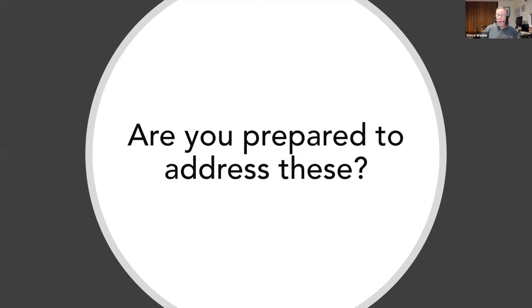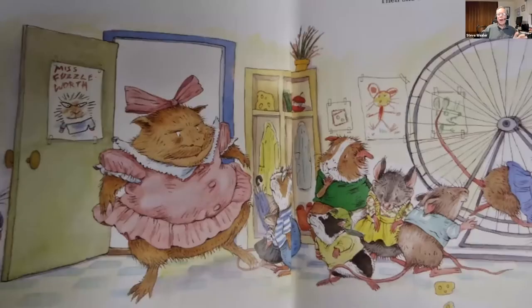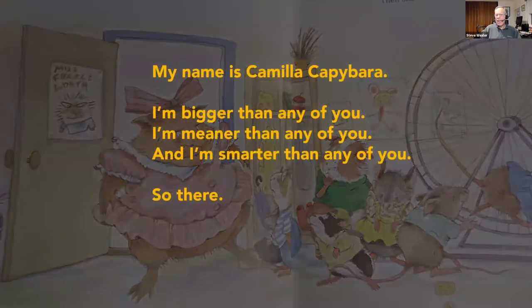And you may be great and badass and have degrees in this stuff. Realize you don't want to come in like this delightful rodent. I love this book, reading it to my kids. It was called Hooray for Wodney Wat. And there was a character called Camilla Capybara. And she would come in as, I'm bigger than any of you, I'm meaner than any of you, and I'm smarter than any of you. So there. That's not going to go over well in your organization.